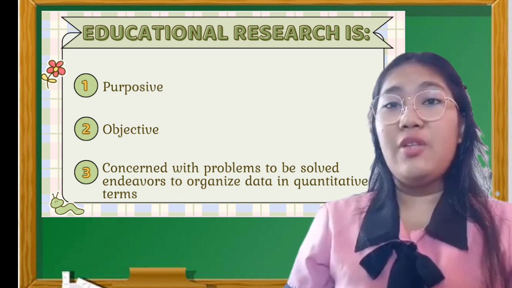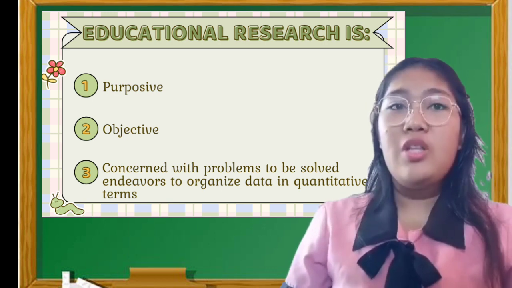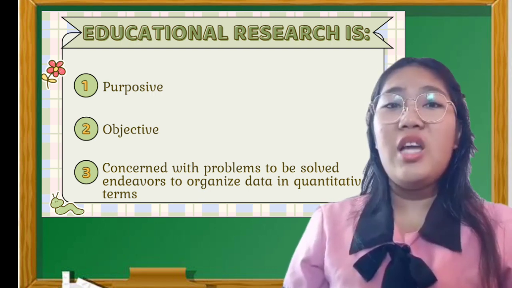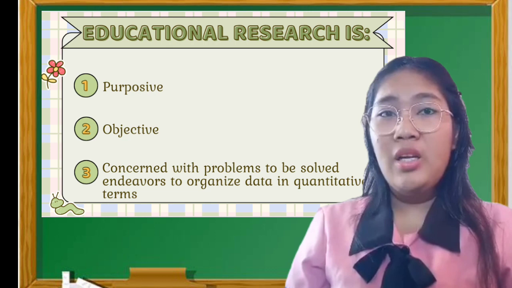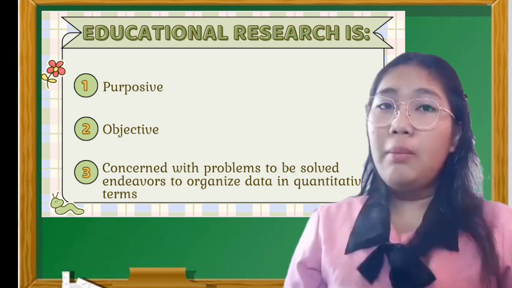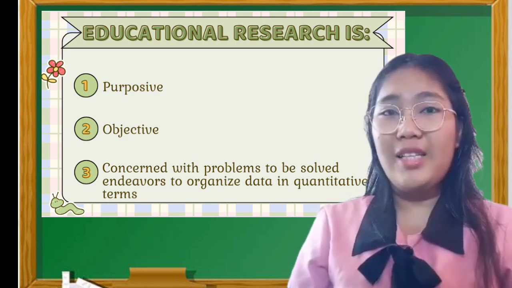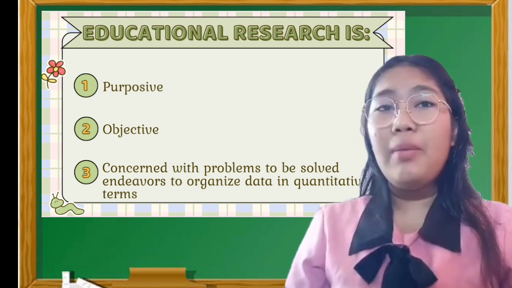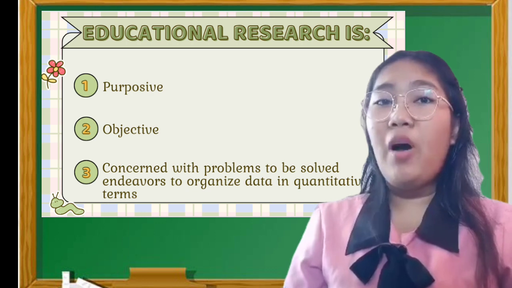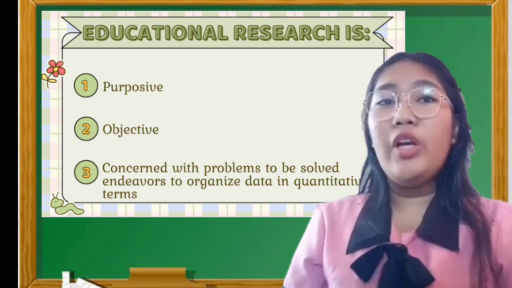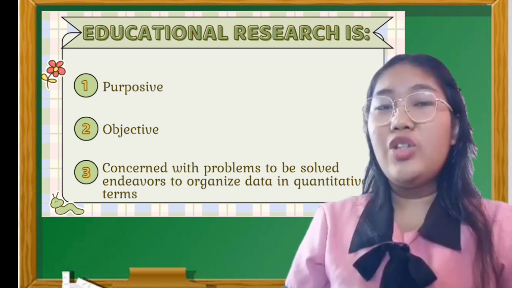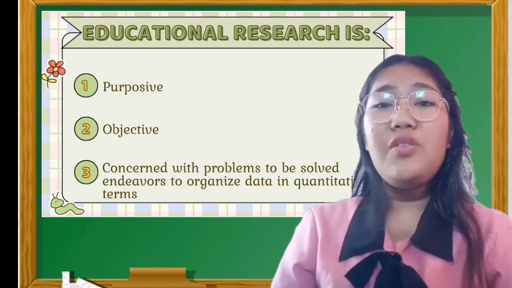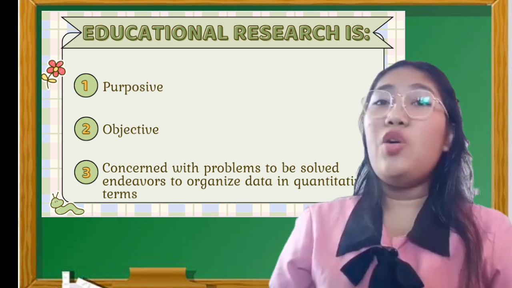Educational research is first purposive. So educational research is purposive because it has a specific goal in mind, to inform and improve educational practice. This focus on achieving a particular aim sets it apart from other forms of inquiry, by Creswell, J.W. in 2014.